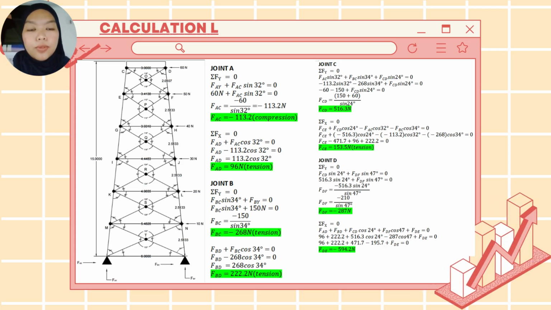Okay, next we find the force at each joint. At joint A, at the summation of Fy, we get Fay plus Fac sin 32 equal to 0, so Fac is negative 113.2 Newton. At the summation of Fx, we get Fad plus Fac cos 32 equal to 0, so Fad is equal to 96 Newton.